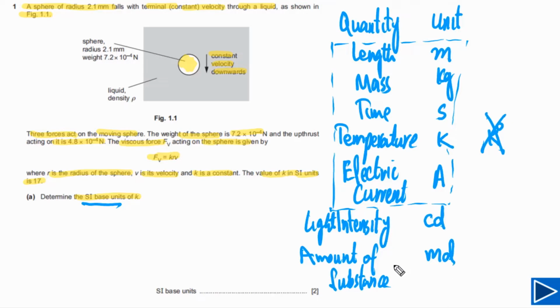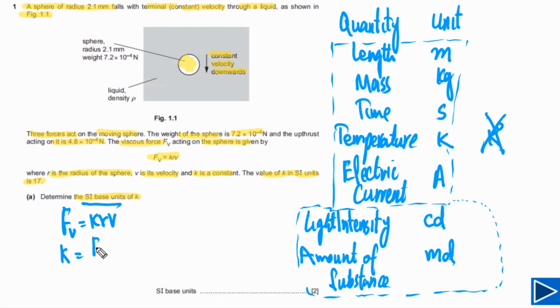This is the symbol. So these 7 SI base units we can use to express the unit of any other physical quantity in terms of these units. So that's the reason we call them SI base units. Now let's try to answer this question. We need to find the SI base unit of K. For K, it is given to us that FV is equal to KRV. From here simply we can write down K is equal to FV over RV.